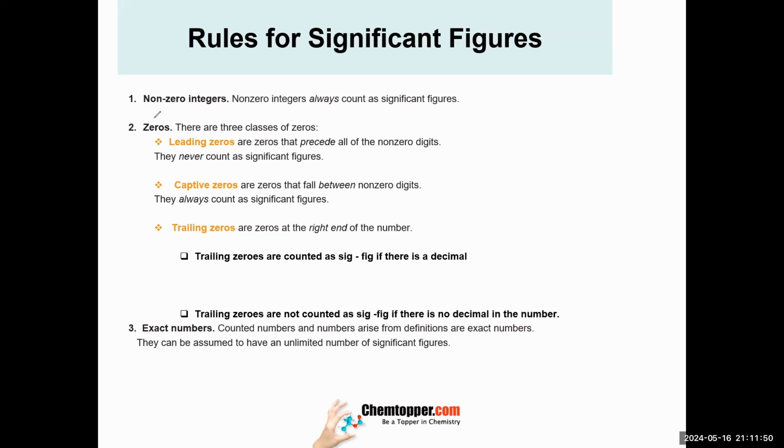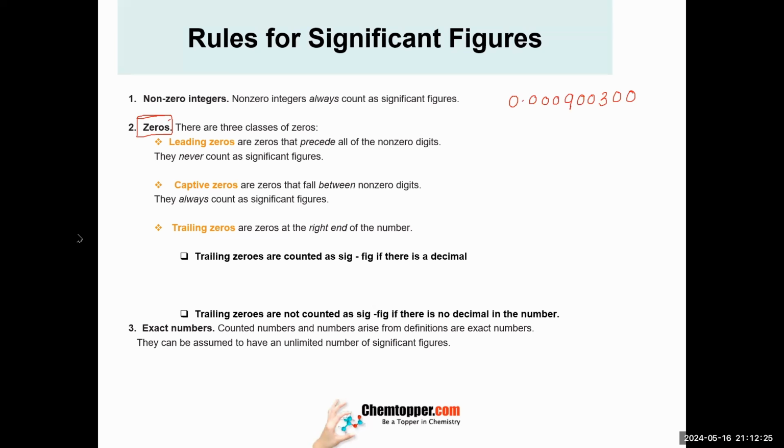Rule number 2 is related to zeros. There are different types of zeros. So I'm going to tell you the meaning of the different types of zeros, and then we are going to discuss which one is counted and which one is not counted. Okay, I'm giving you a number here. Understand this number: 0.0009000300.